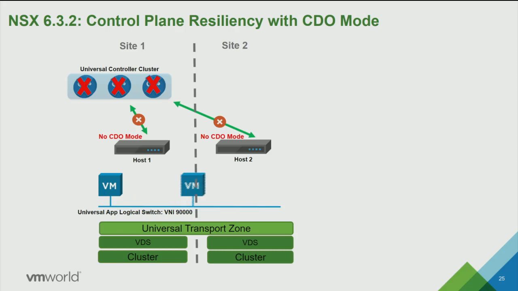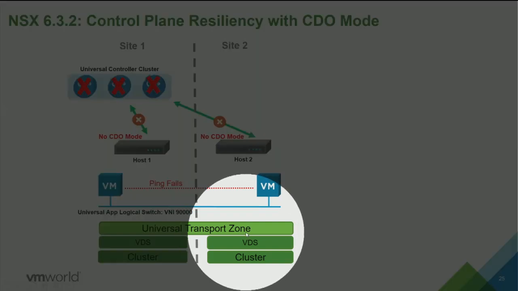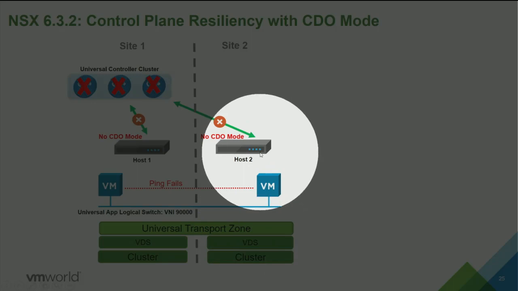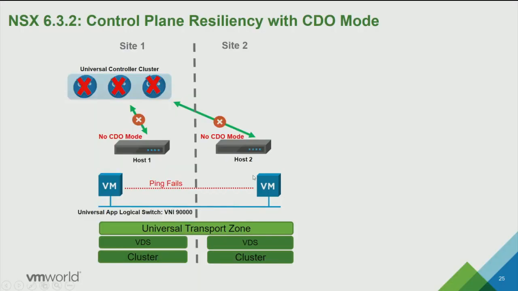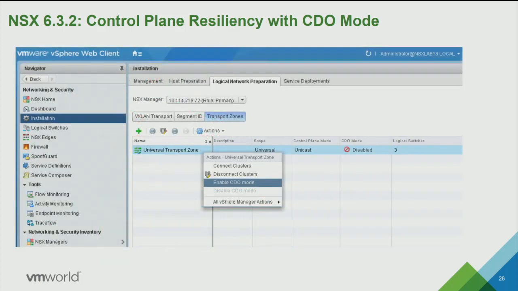But what if the second VM moves to this host 2 on site 2, let's say? This is where you would have a data plane disruption. Why? Because now this host 2 wasn't a member of this logical switch before, but now it is. But it can't communicate that to the controller cluster, which can't distribute it to the other hosts. So this is where you'd have that data plane disruption, and this is where that enhancement of CDO mode comes in, where we brought this feature to cover this niche corner case.